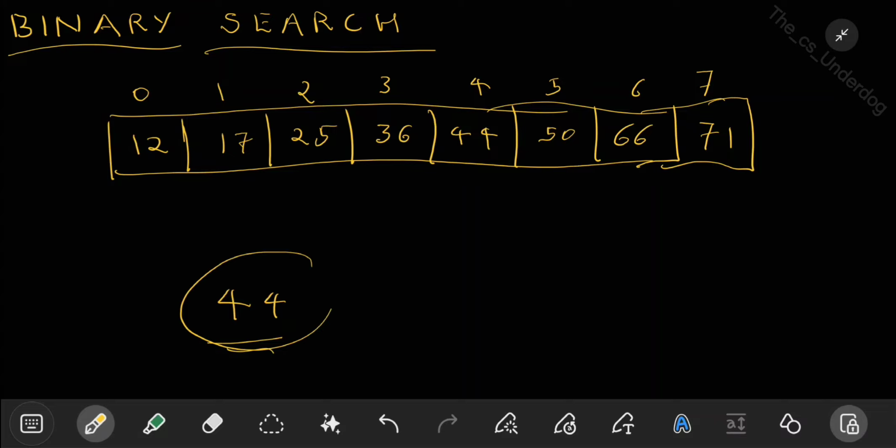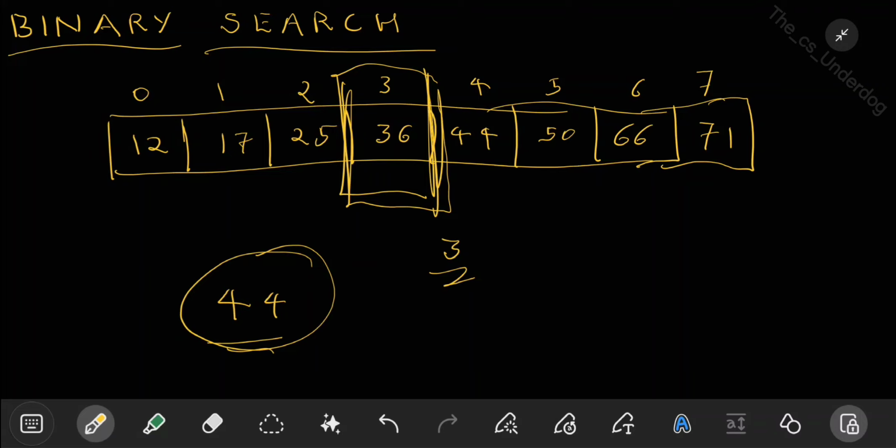How will you proceed with binary search? The first thing, you have to find the middle element of this array. How do you find the middle element? You will do the lower index plus the larger index, divided by 2. So 0 plus 7 divided by 2 will give you 3.5. So you will take the integer part of it. So it will be 3. So you will go to index 3. This is what you have picked as the middle element, your third index.